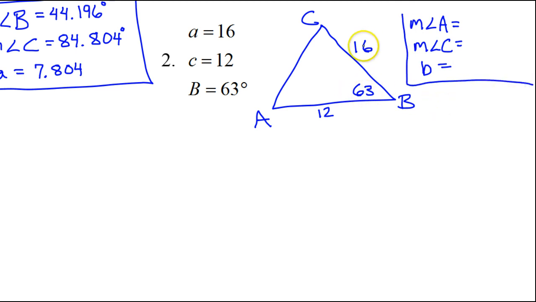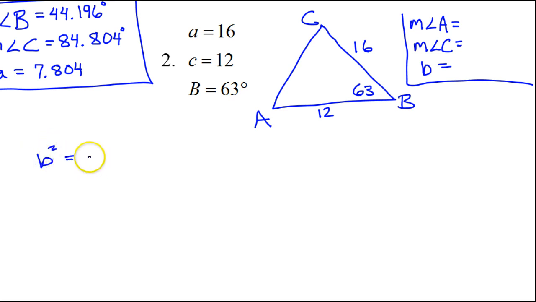Alright, notice this is side, angle, side. And that's one of the cases where we use the law of cosines. We're given angle B, so we should be able to find side B first. So we will use this version of the law of cosines.